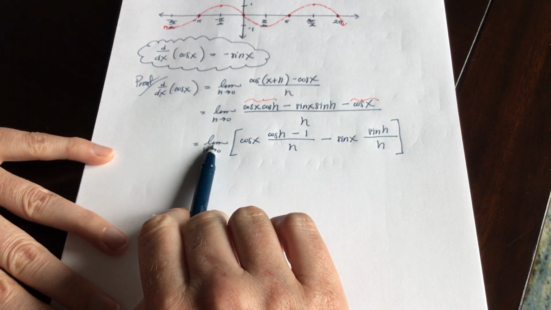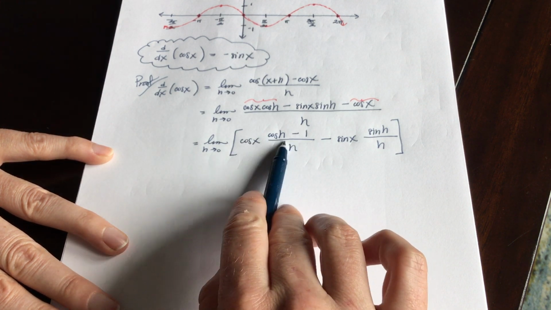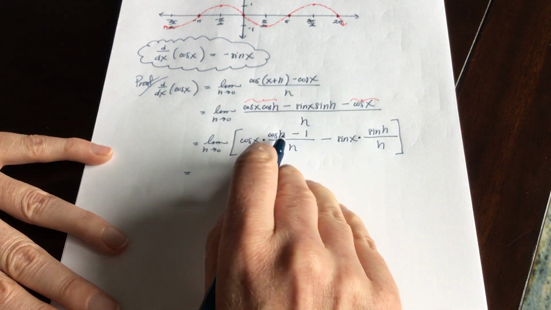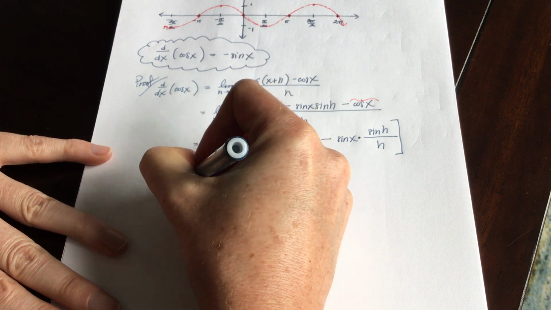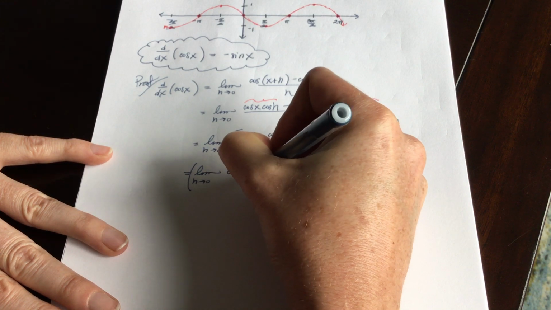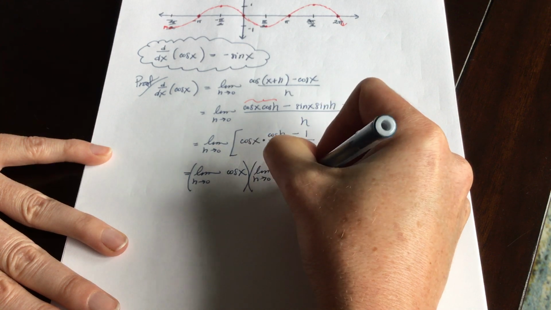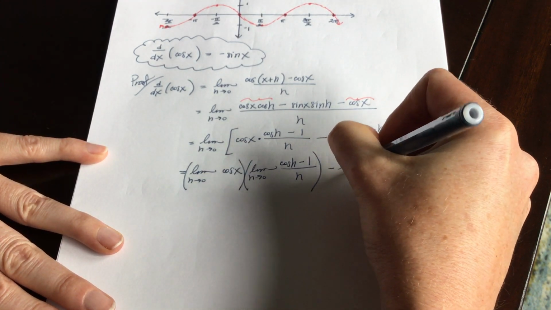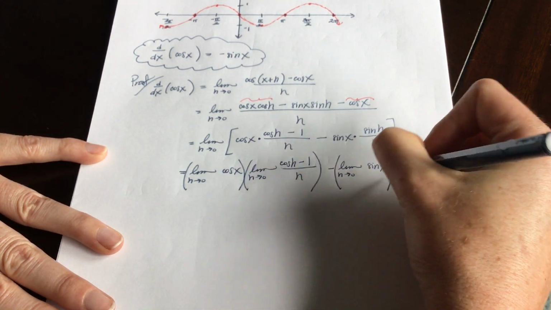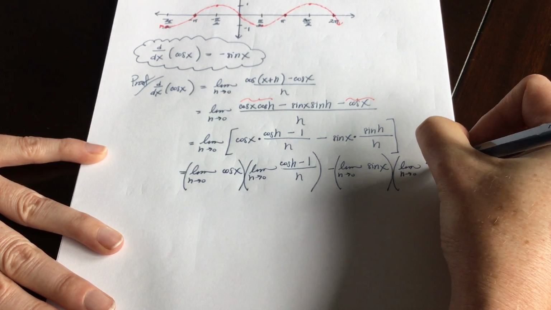All right, next, limits distribute over subtraction, and then step right after that, we would show that limits distribute over these multiplication pieces that you have here and here. So I'm going to jump to where we've distributed over everything. We would have the limit as h approaches 0 of the cosine of x times the limit as h approaches 0 of cosine of h minus 1 over h, minus the limit as h approaches 0 of the sine of x times the limit as h approaches 0 of sine of h over h.